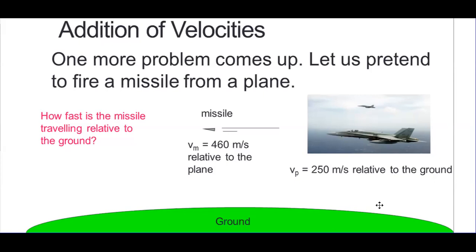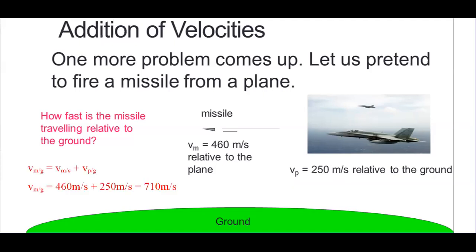Now, if we talk about jets traveling, they go really fast, and when they fire their missiles, the missiles can be fired at ridiculous speeds in comparison to the jet itself. So in this case, I have a really fast fighter jet. It fires a missile at 460 meters per second relative to the jet, and the jet is traveling 250 meters per second relative to the ground. Someone on the ground would say, hey, that jet's moving pretty quick. But they would not measure the missile going 460 meters per second. Someone on the ground would witness both of these velocities added together.